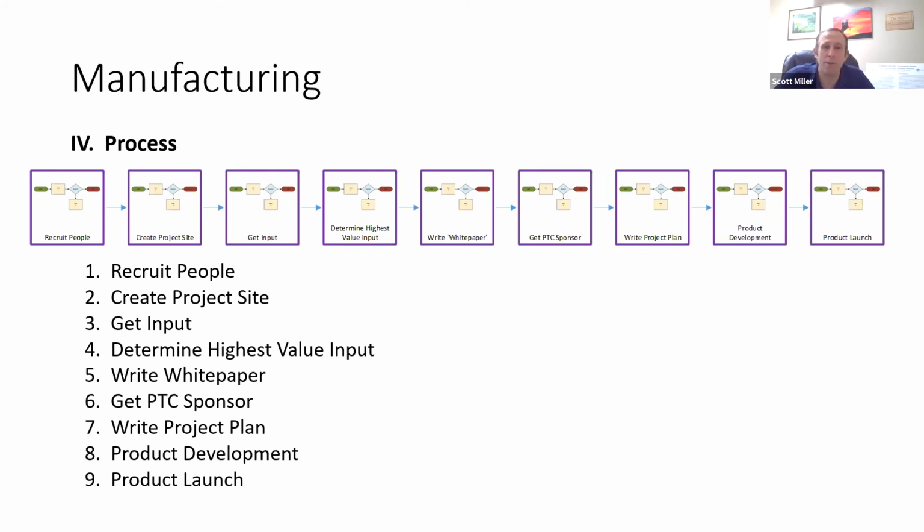Then write a project plan. Once we have a sponsor, then it's like, okay, what are we going to do with this? It just comes down to, what is the plan? What is the execution method to actually get these new features and functionality into the product? And then, of course, at the end, we would like to see some type of product launch, because that's why we're doing this. We want to take advantage of that functionality to make us more productive.